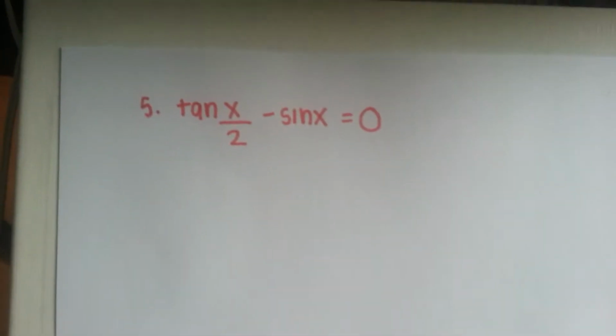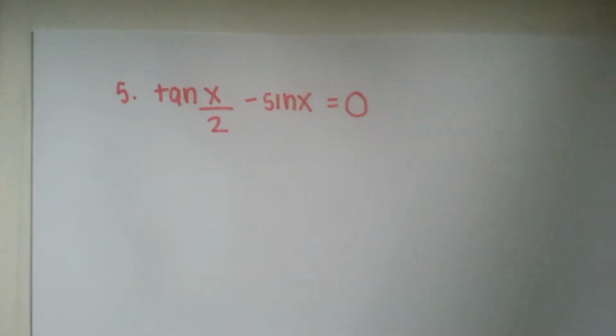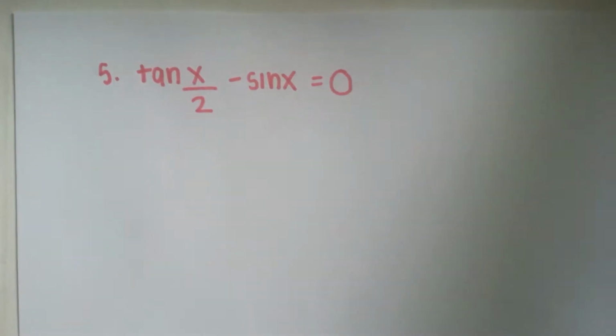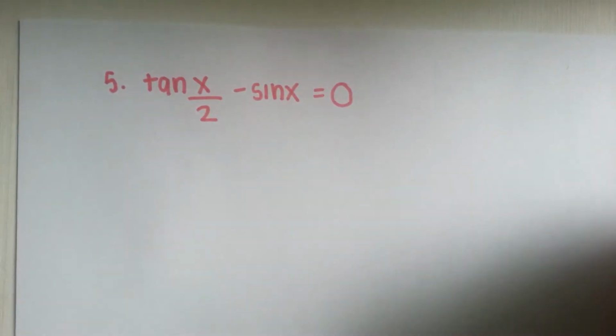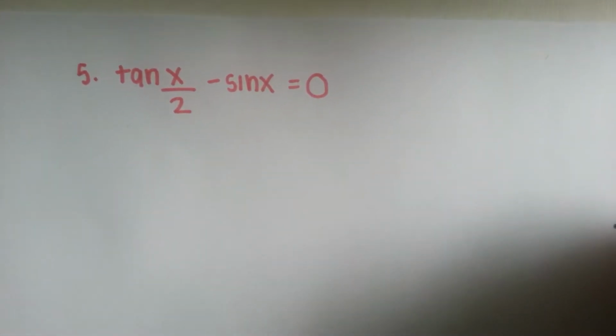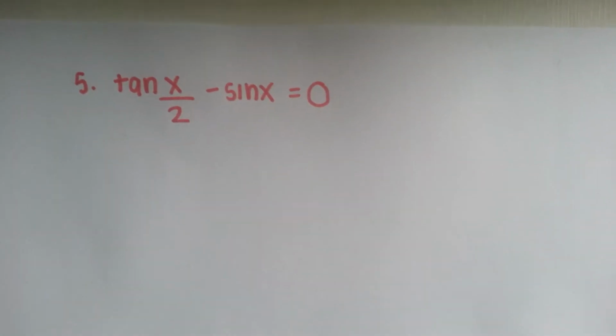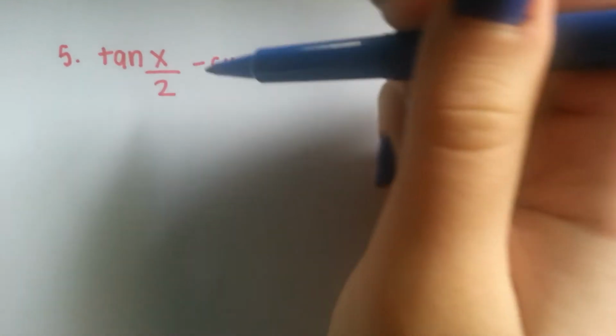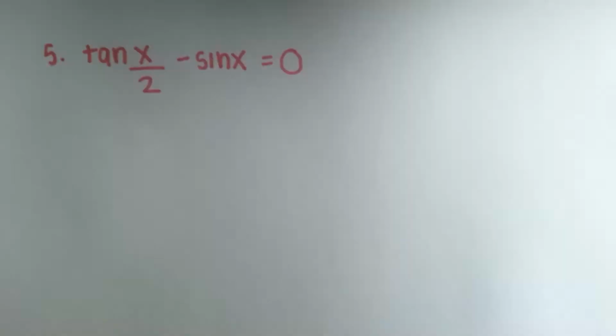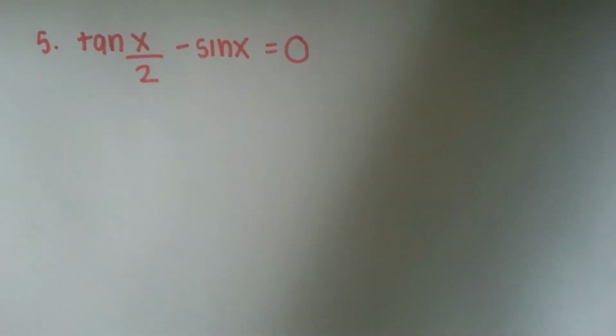Okay, so this is number 5 on PT7. So we have tangent x over 2 minus sine x equals 0. So we can solve this, first of all, we have tangent with x over 2, and that we can change it using one of our half angle formulas.